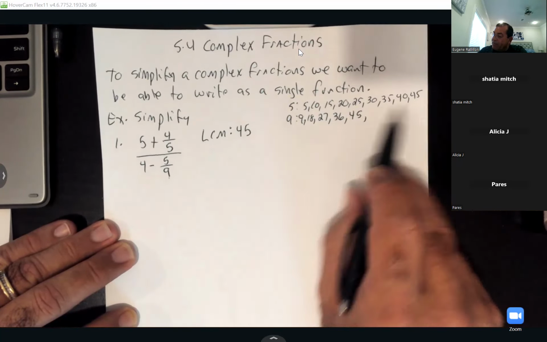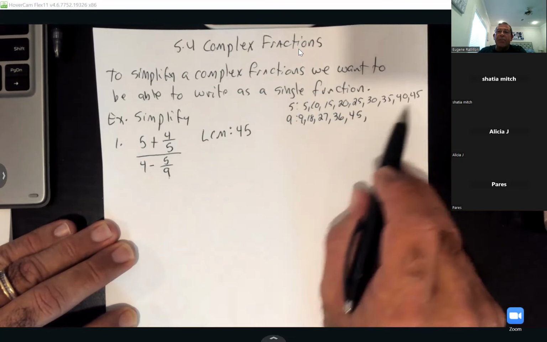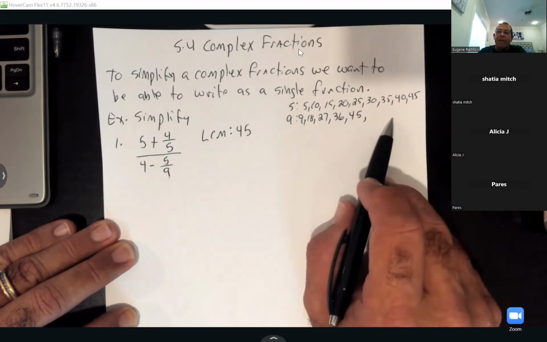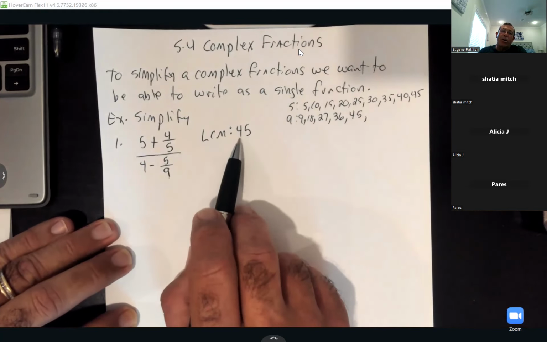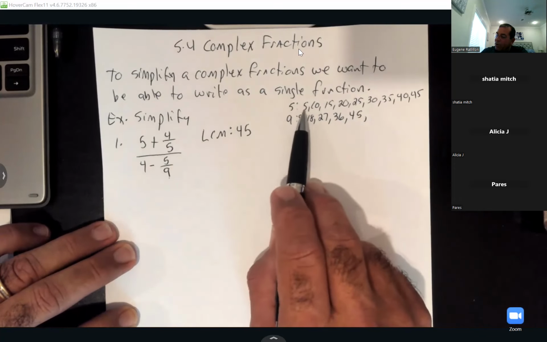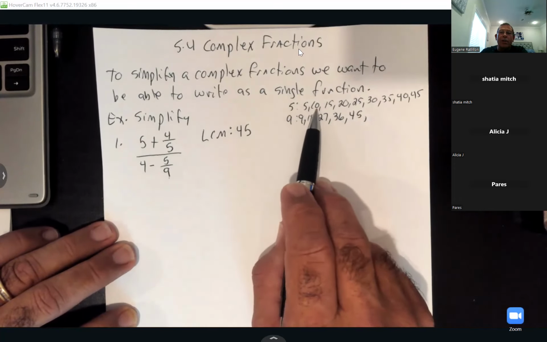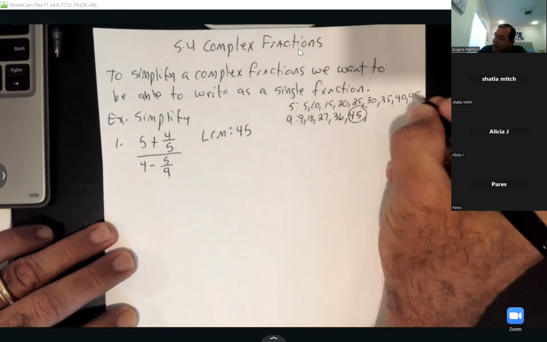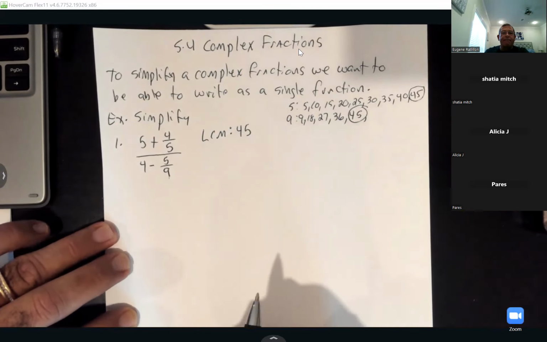Now notice the smallest number that you find with both of these numbers is 45, which we said was our least common multiple. So remember, multiples of a number are like that number times 1, times 2, times 3, and so on. And do that until you get a match, okay?